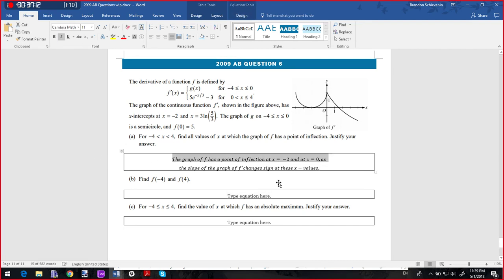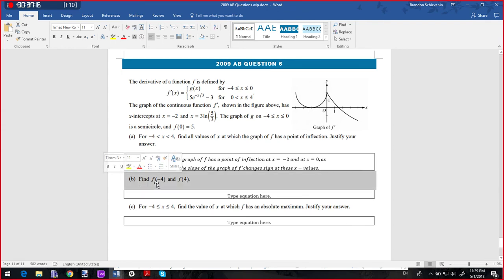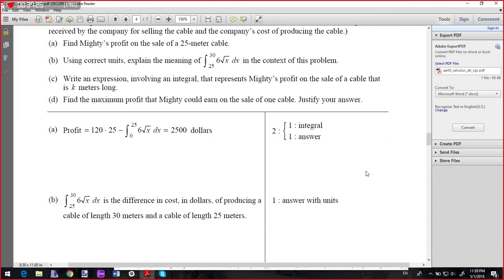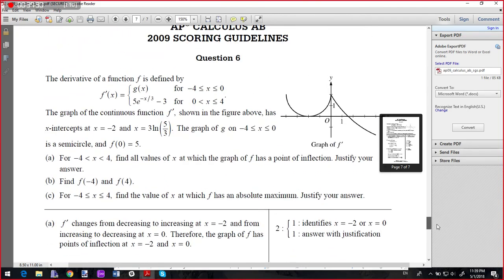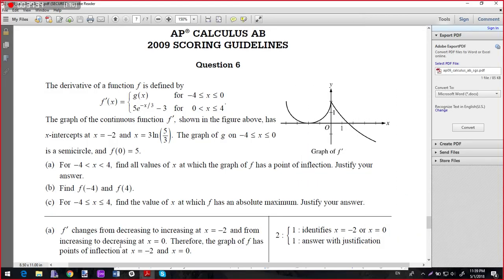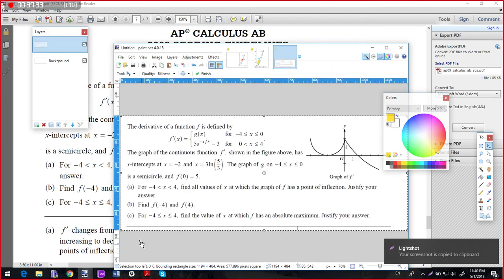Okay. So then the next one, I'm looking for what is f of negative 4 and what is f of 4. So I think I'm going to go ahead and make a picture of this one too. So let me grab a bigger version of this for a picture really quick. And we'll work with that so that we can color. Okay.